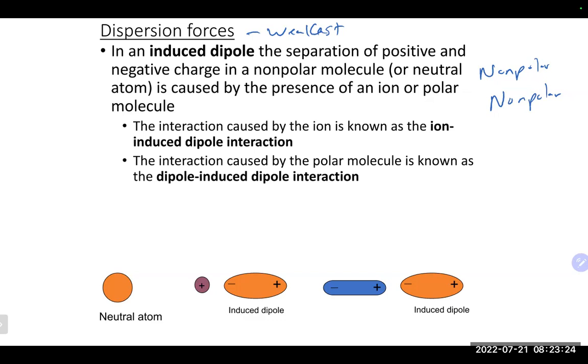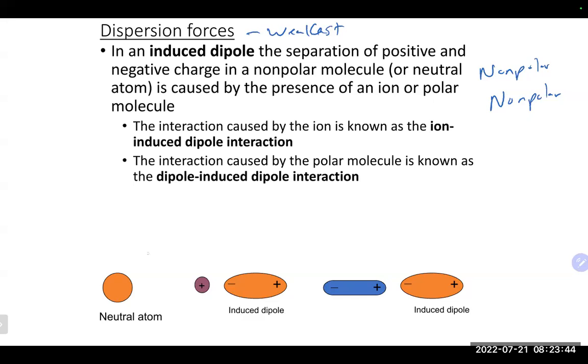Remember, that's different than what we've been talking about with a polar molecule. Because of the unequal sharing of electrons, one side of that molecule is more positive and a side is more negative. So when we have this neutral nonpolar molecule, there's a couple of ways we could induce a dipole, and one way is an ion-induced dipole.